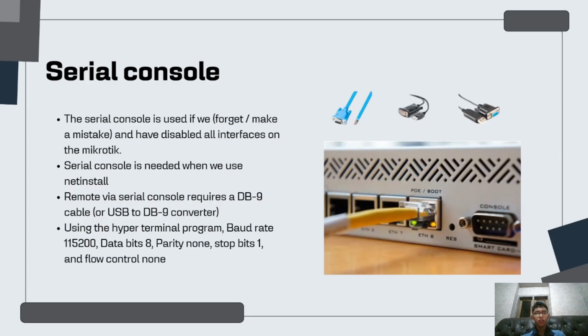Serial console. The serial console is used if we forget or make a mistake and have disabled all interfaces on the MikroTik. Serial console is needed when we use Netinstall. Remote via serial console requires a DB9 cable or USB to DB9 converter, using a hyper-terminal program, baud rate 115200, data bits 8, parity none, stop bits 1, and flow control none.